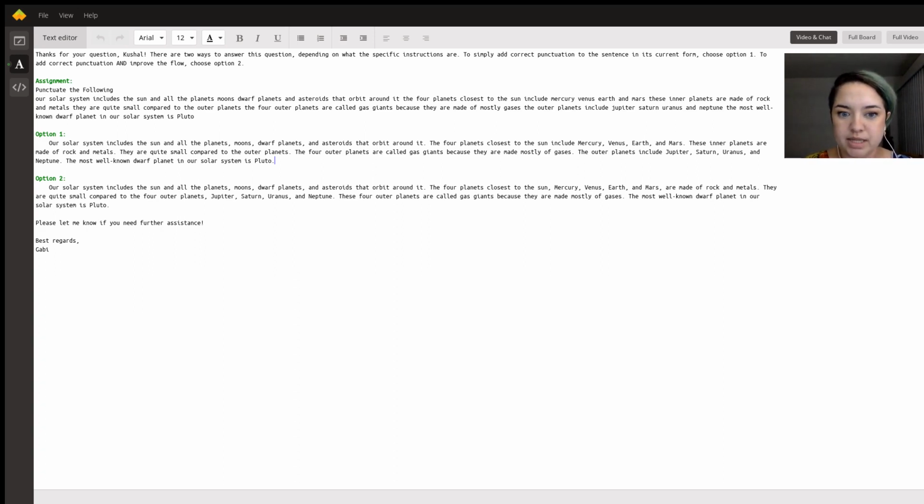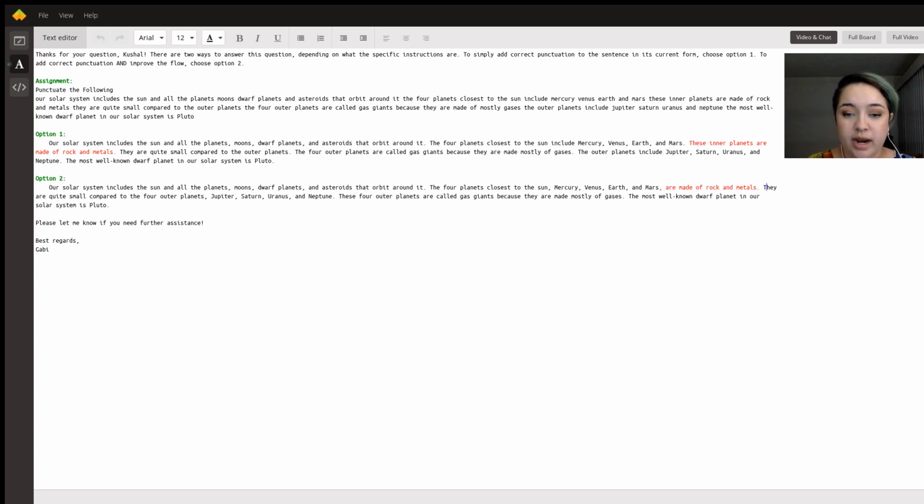Now option two is a little bit different. I've kind of optimized it a bit. So our solar system includes the sun and all the planets. So this first sentence is exactly the same as option one. Four planets closest to the sun, still the exact same for the second sentence, except I included this sentence about rock and metals in the second sentence here with a comma.